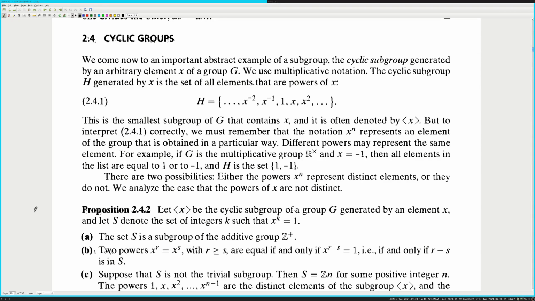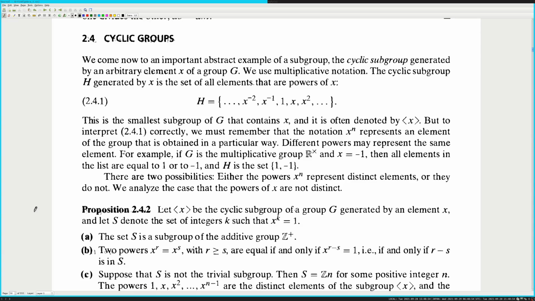We now come to an important abstract example of a subgroup, the cyclic subgroup generated by an arbitrary element x of a group G. We use multiplicative notation. The cyclic subgroup H generated by x is the set of all elements that are powers of x. This is the smallest subgroup of G that contains x and is often denoted by brackets x. But to interpret 2.4.1 correctly, we must remember that the notation x to the n represents an element of the group that is obtained in a particular way.